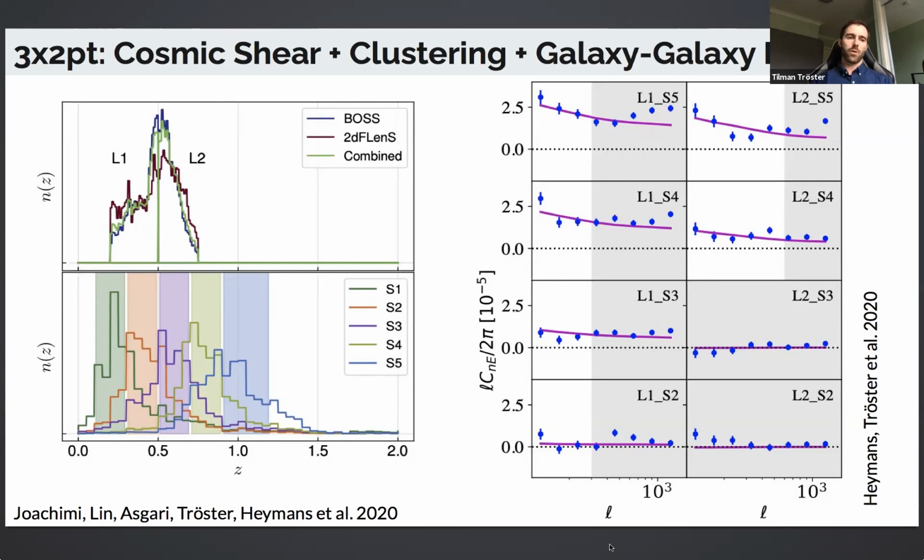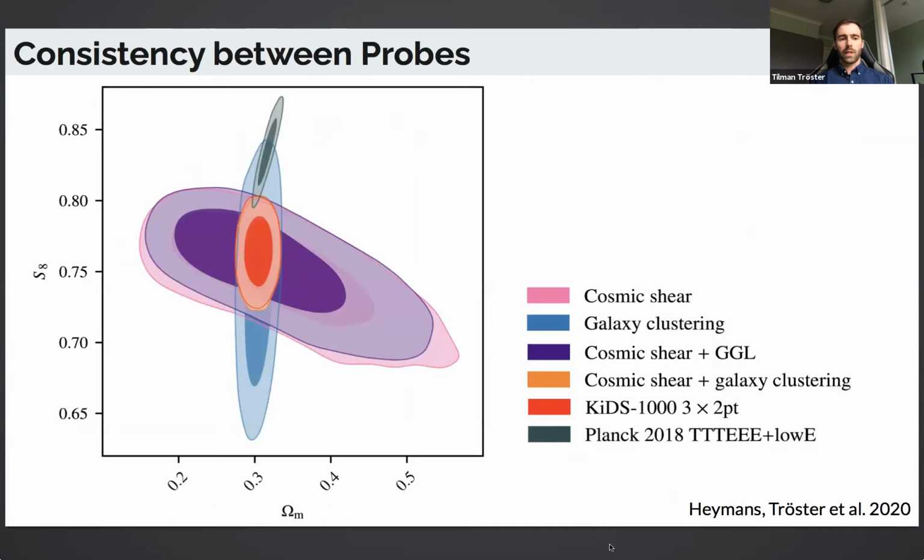Now that we have all our measurements in place, so the cosmic shear, the galaxy clustering, and the galaxy-galaxy lensing, we can derive our cosmological parameters from that. So what's shown here again is S8 and omega m. And in pink, we have the band power cosmic shear results that Marika has shown before. If we add on top of that cosmic shear the galaxy-galaxy lensing, we end up with the dark purple contours. So you see that in this parameterization, the constraints are limited, and the reason for that is that we have to discard most of our small-scale galaxy-galaxy lensing information.